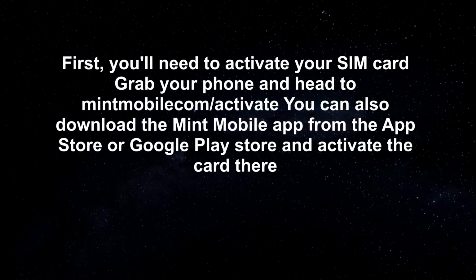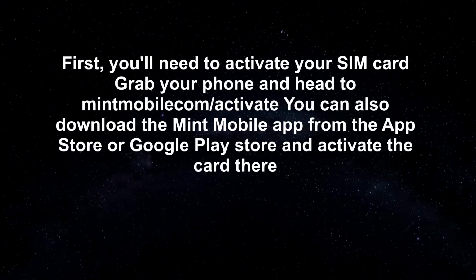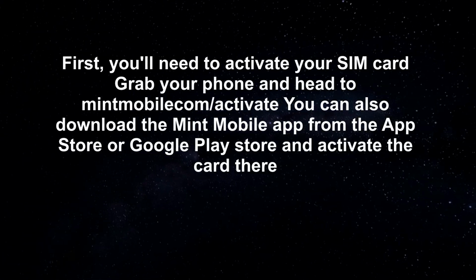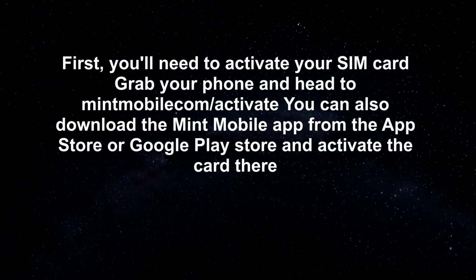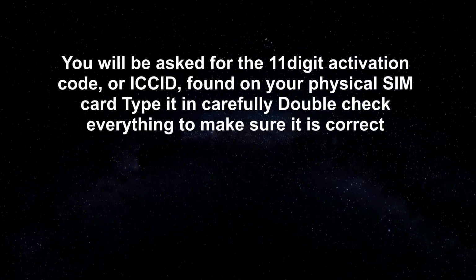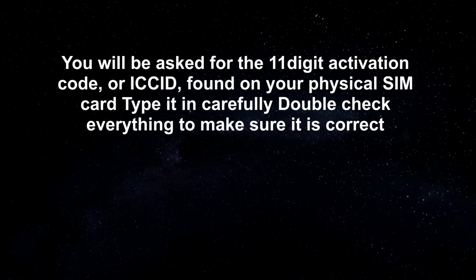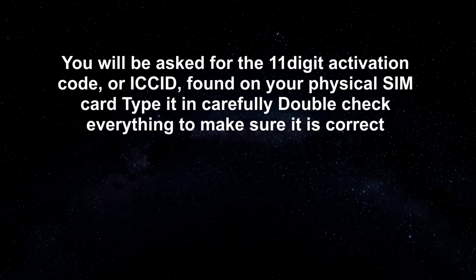First, you'll need to activate your SIM card. Grab your phone and head to mintmobile.com/activate. You can also download the Mint Mobile app from the App Store or Google Play Store and activate the card there. You will be asked for the 11-digit activation code, or ICCID, found on your physical SIM card. Type it in and carefully double-check everything to make sure it is correct.